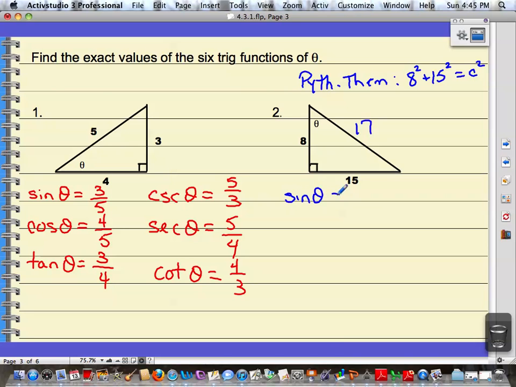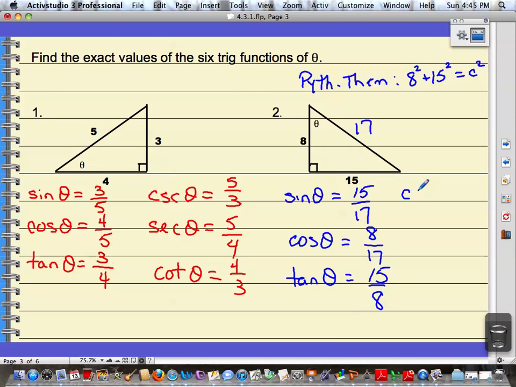So the sine of theta. Sine is opposite over hypotenuse. But now, see, my theta is the upper angle, so the opposite leg is 15. The hypotenuse is 17. Cosine of theta is the adjacent leg, which is 8, compared to the hypotenuse, which is 17. And tangent of theta is the opposite leg, which is 15, divided by the adjacent leg, which is 8. And again, those are the 3 important ones to know.